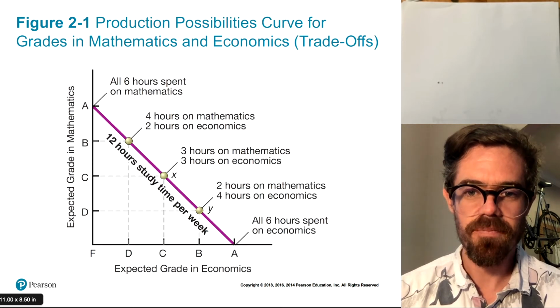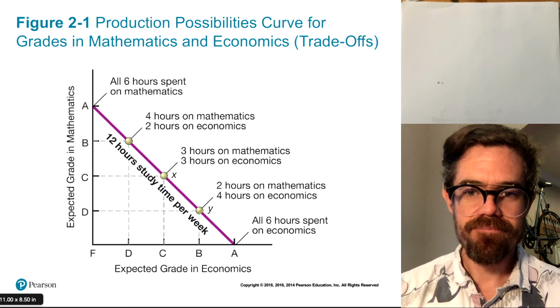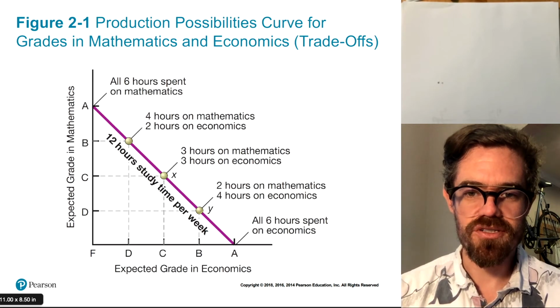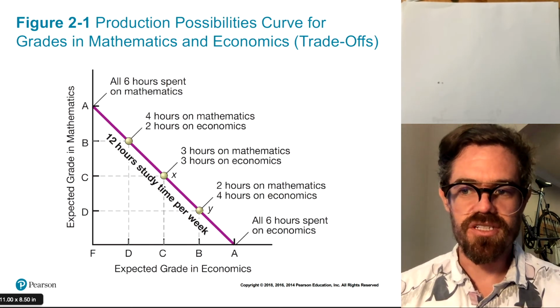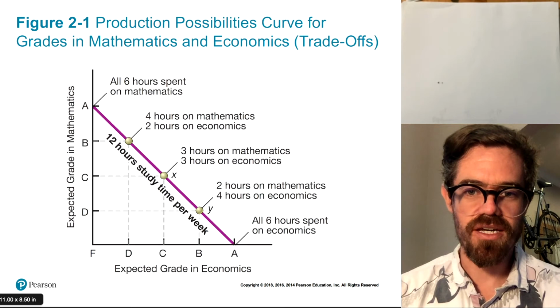Now I think this is a typo here. This should say 6 hours study time per week, not 12. 6 hours study time per week. Now you could spend all of your time studying math, in which case you could get an A in mathematics, which is the y-intercept there.